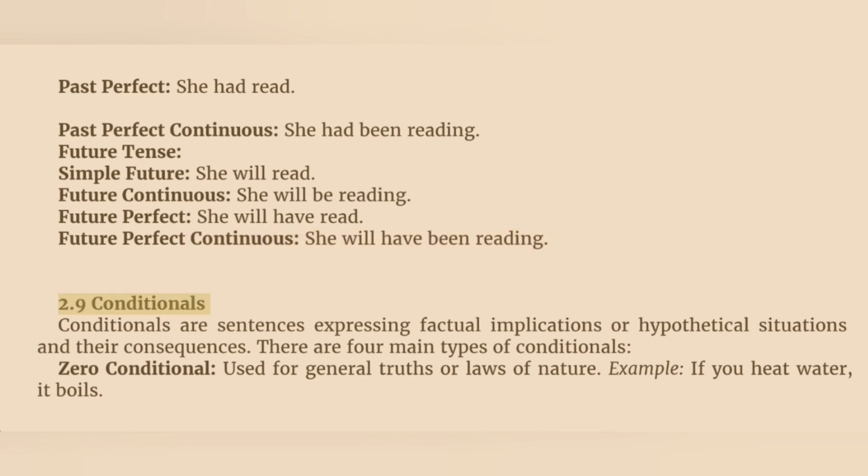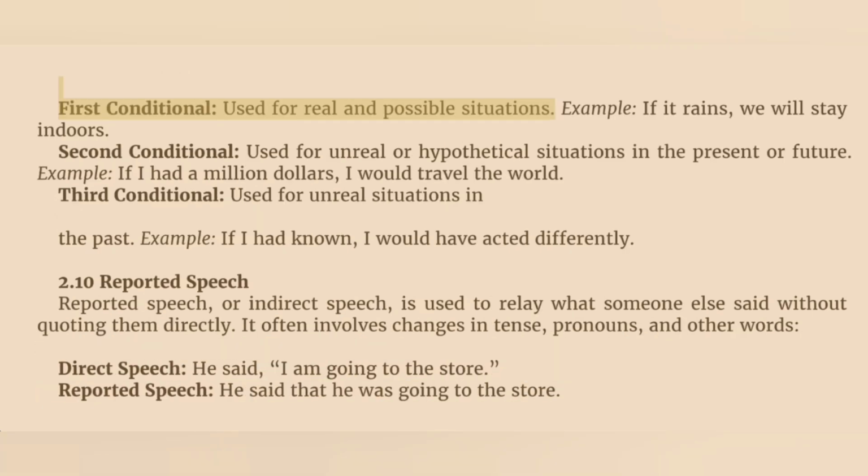2.9 Conditionals. Conditionals are sentences expressing factual implications or hypothetical situations and their consequences. There are 4 main types of conditionals. Zero conditional. Used for general truths or laws of nature. Example: if you heat water, it boils. First conditional. Used for real and possible situations. Example: if it rains, we will stay indoors.